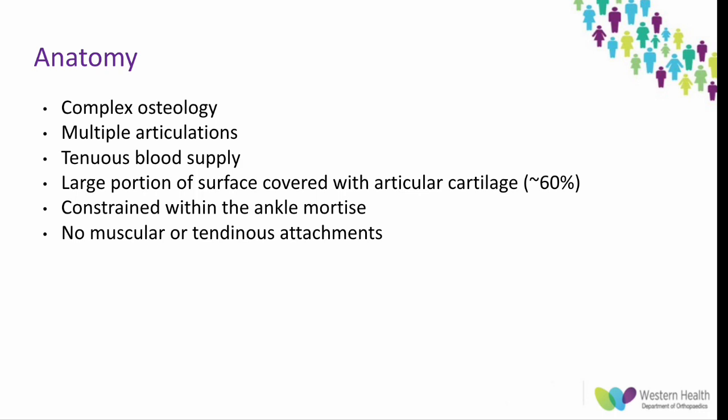So a bit about the anatomy. The talus is a complex bone which makes fracture fixation difficult. It has a complex osteology. There are multiple articulations. There's a tenuous blood supply. A large portion, about 60% of its surface, is covered with articular cartilage. It's constrained within the ankle mortise, making it difficult to access, and it has no muscular or tendinous attachments.